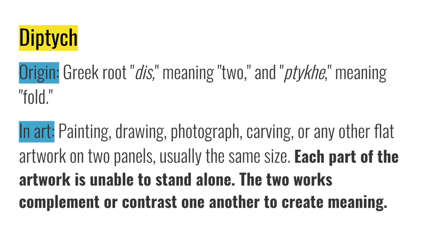So in art, a diptych is a painting, a drawing, a photograph, carving, or any other flat two-dimensional artwork on two panels, or two pieces of paper, or two canvases. They're usually the same size. The key part in art is that each part of the artwork is unable to stand alone. The two works complement or contrast each other to create meaning. They're always shown next to each other.